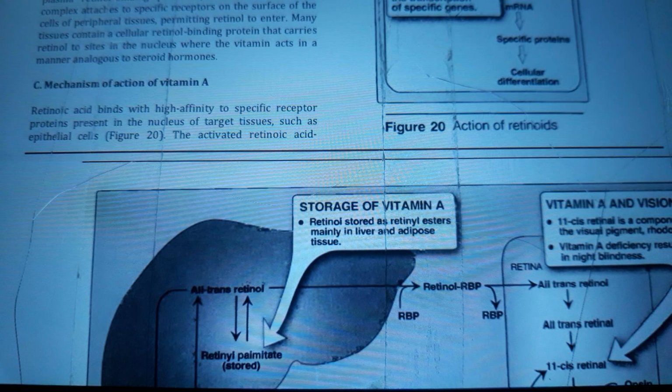Release from the liver. When needed, retinol is released from the liver and transported to extrahepatic tissues by the plasma retinol binding protein, RBP. The retinol-RBP complex attaches to specific receptors on the surface of the cells of peripheral tissues, permitting retinol to enter. Many tissues contain a cellular retinol binding protein that carries retinol to sites in the nucleus where the vitamin acts in a manner analogous to the steroid hormones.